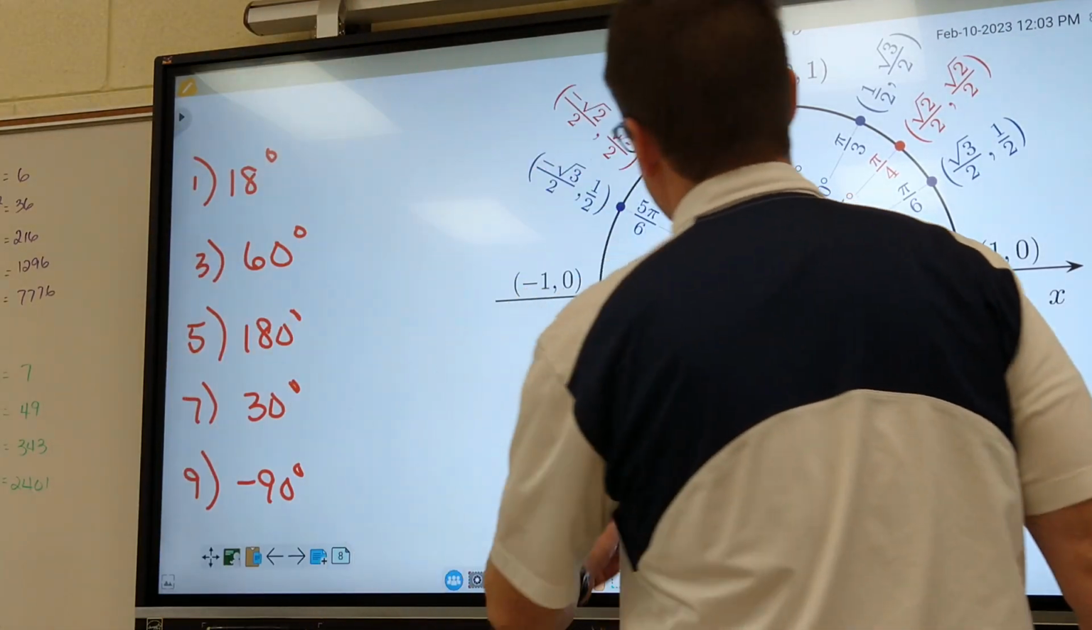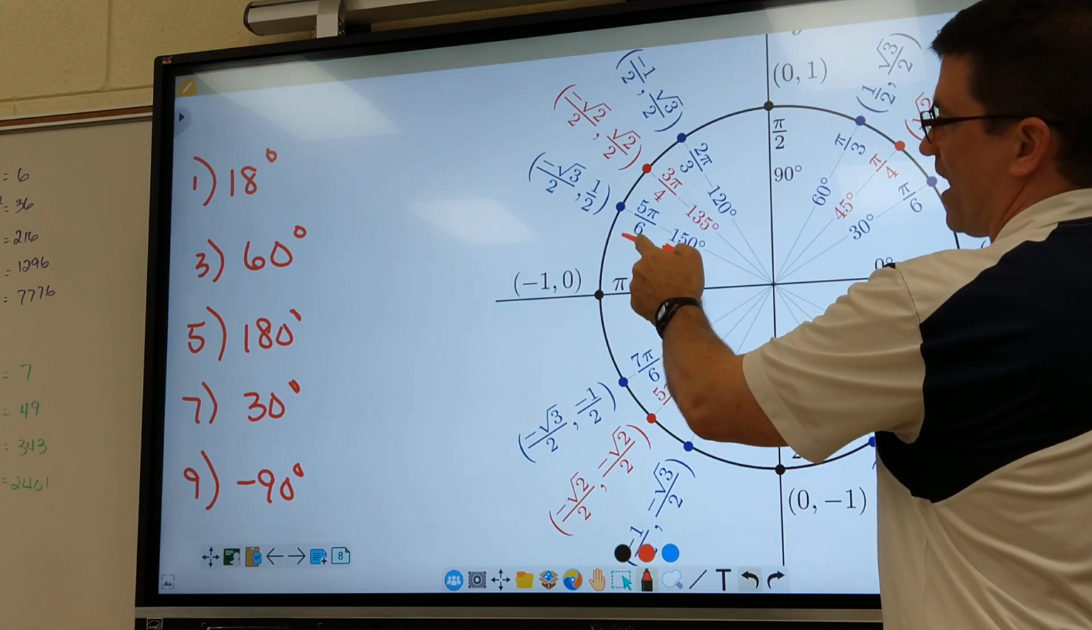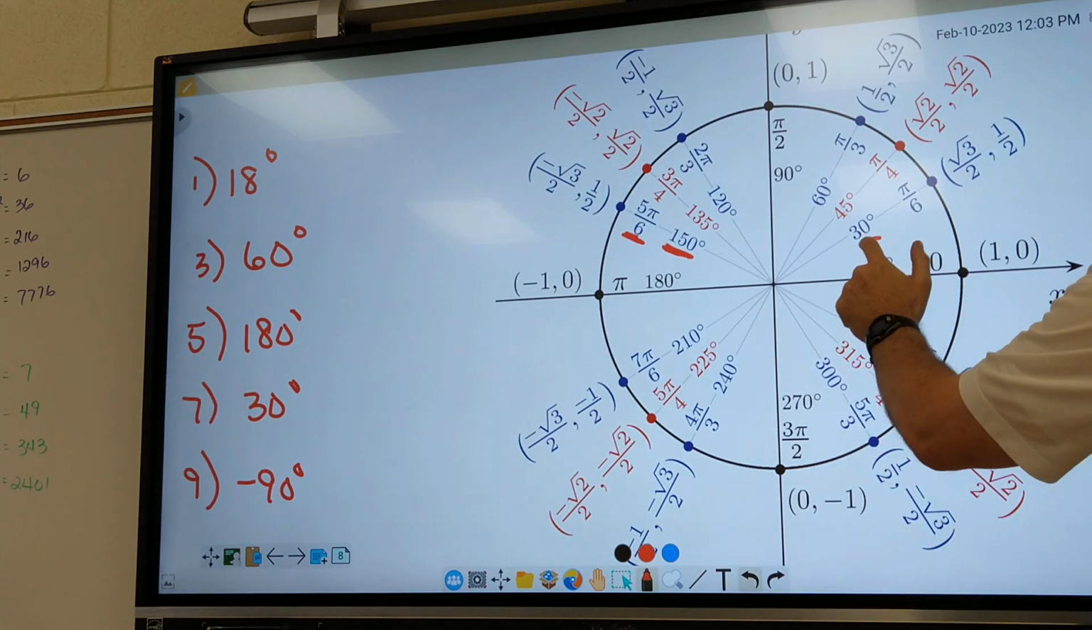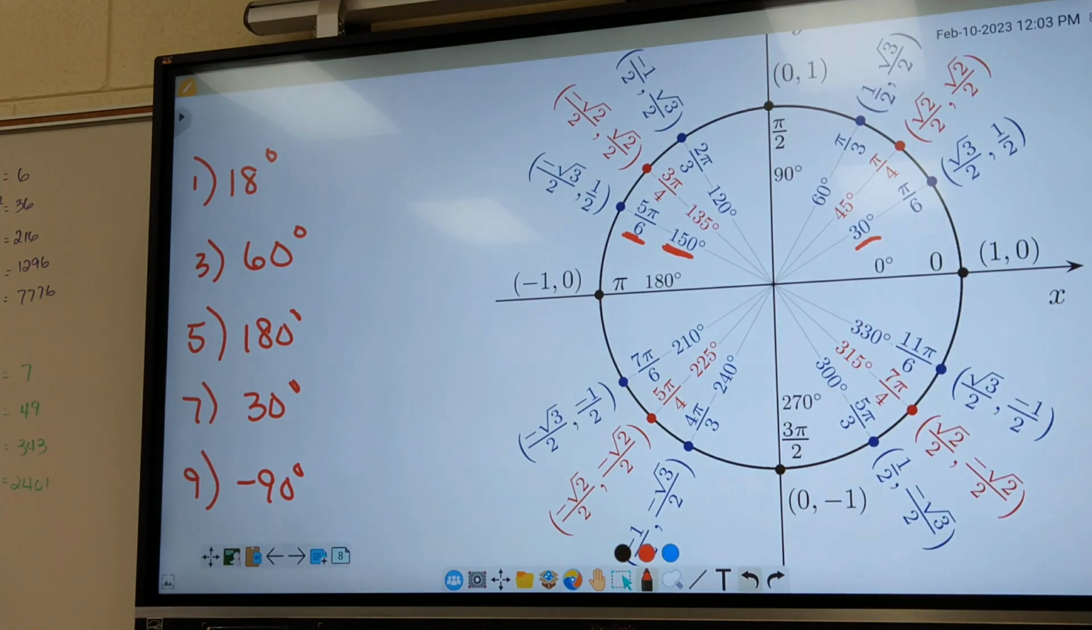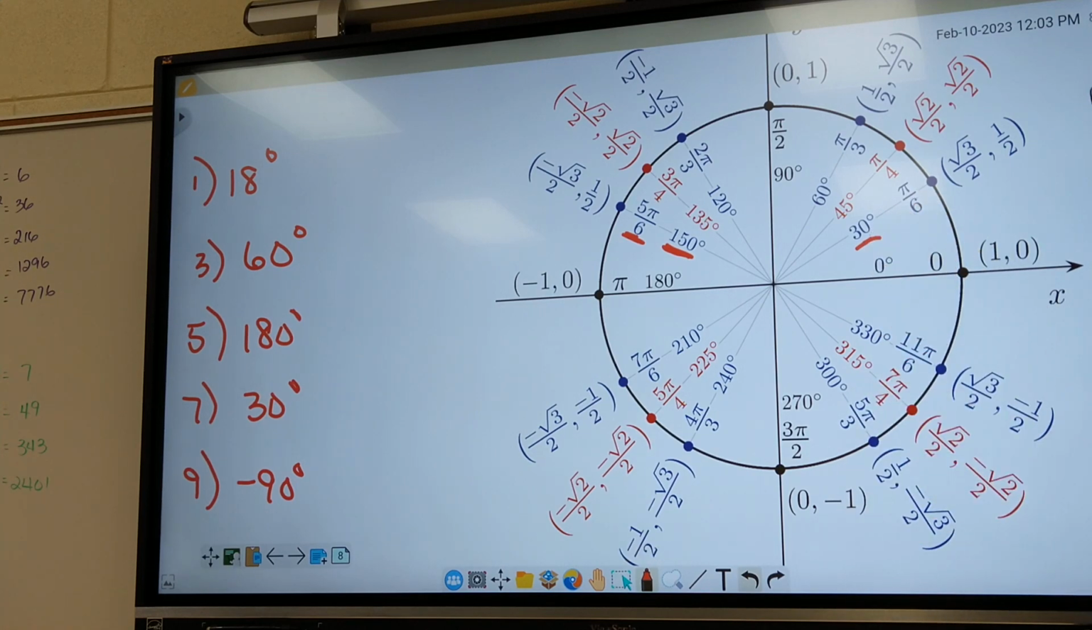All right, look. 150 is a degree number. The number that's got a pi with it is the radian. It's that simple. 30 is degrees. Pi over 6 is the radian. They mean the same thing. It's equal. Just one's a radian, one's a degree.